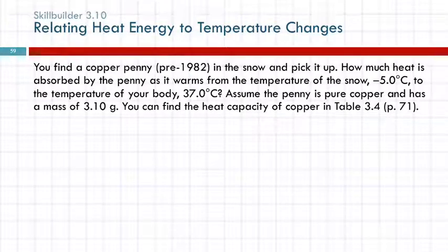You find a copper penny in the snow. And pick it up. How much heat is absorbed by the penny as it warms from the temperature of the snow, minus 5 degrees Celsius, to the temperature of your body, 37 degrees Celsius? Assume the penny is pure copper and has a mass of 3.10 grams. You can find the heat capacity of copper in table 3.4, page 71.